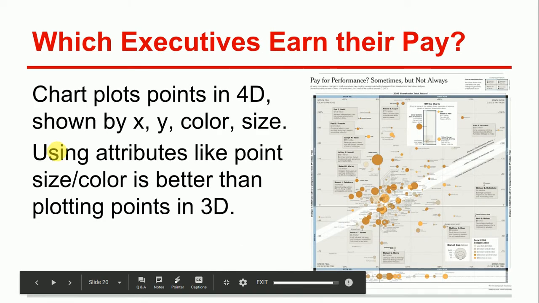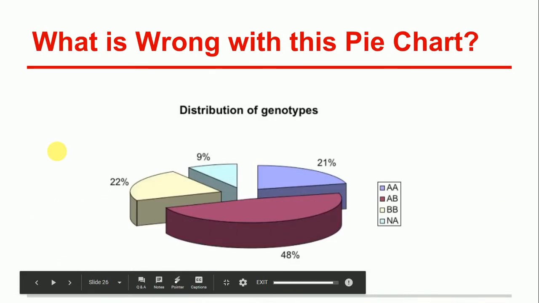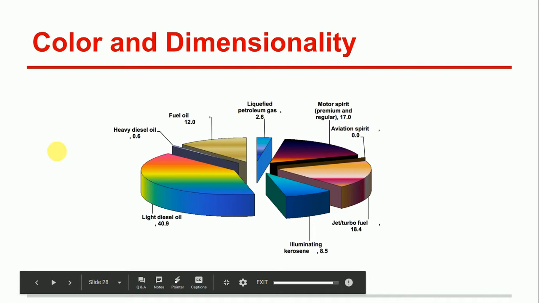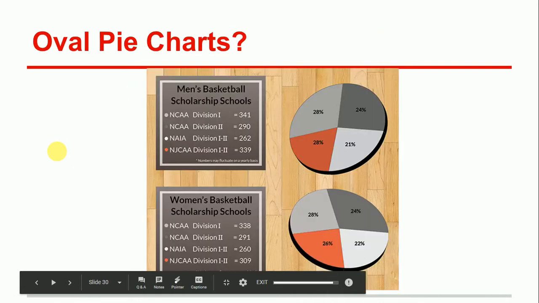This is an example of too much. For instance, these are bad examples of pie charts and histogram charts and use of colors. You don't need to use that many colors. There is absolutely no need to make it three-dimensional here. Or I don't even know what's the purpose of oval charts.